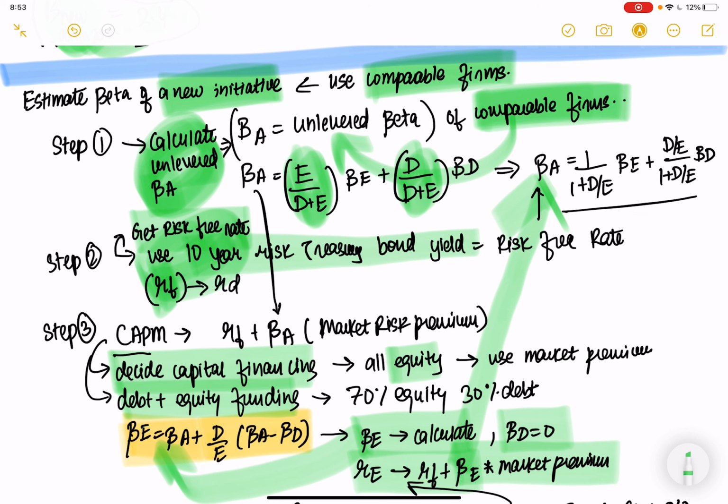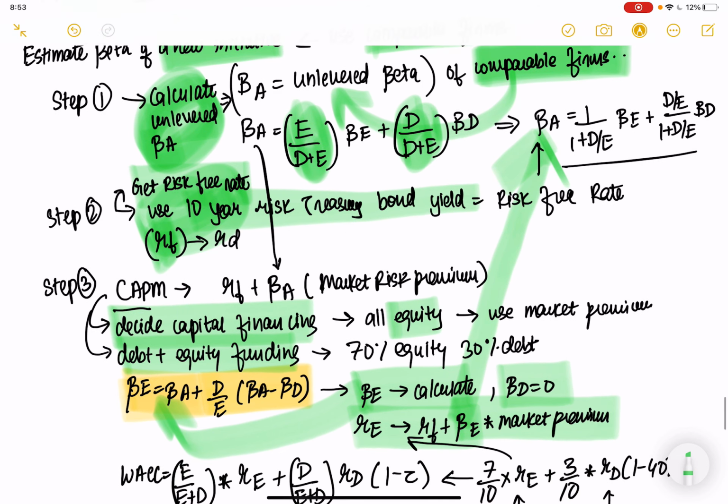Then the final thing you need to do is find out the cost of capital for your equity. And the way you do that is using this formula: beta of equity is beta of assets plus D by E times (beta of assets minus beta of debt), right? We saw this formula earlier as well, where we proved how we can convert this formula to this formula. And once you do that, you can get the beta of equity.